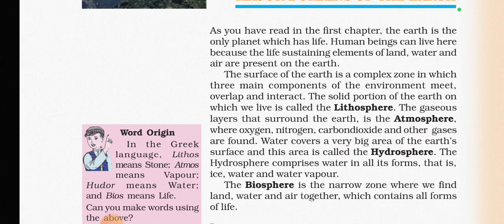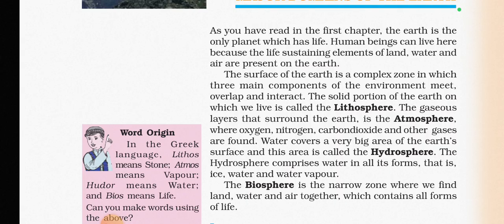And the third one is water, the hydrosphere. Water covers a very big area of the earth's surface, and this is called hydrosphere. The hydrosphere comprises water in all its forms, that is ice, water or water vapor. And besides that we have one combined zone, an interacting zone for the lithosphere, atmosphere and hydrosphere, and that is known as the biosphere.